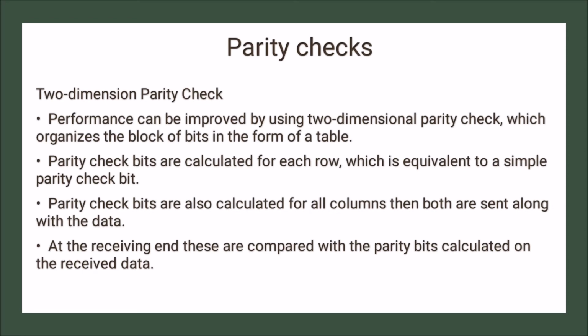Okay, so now what we can do for two-dimensional error? For that, it is two-dimension parity check. Performance can be improved by using two-dimensional parity check, which organizes the block of bits in the form of a table. Parity check bits are calculated for each row, which is equivalent to a simple parity check bit. And parity check bits are also calculated for all columns, then both are sent along with the data.